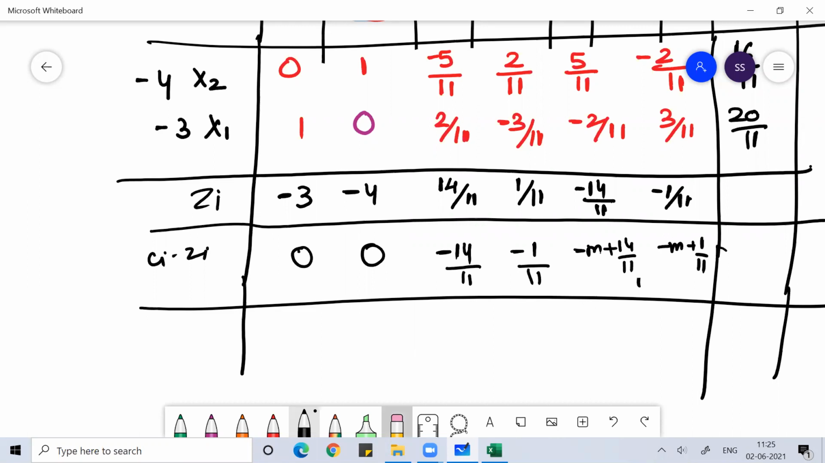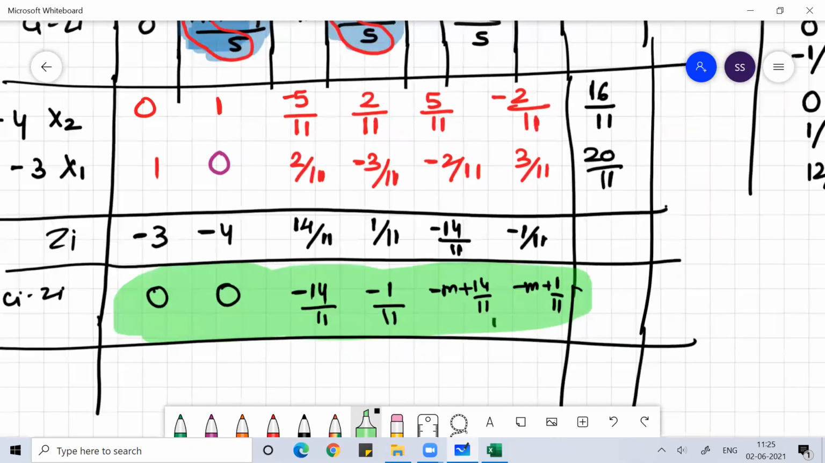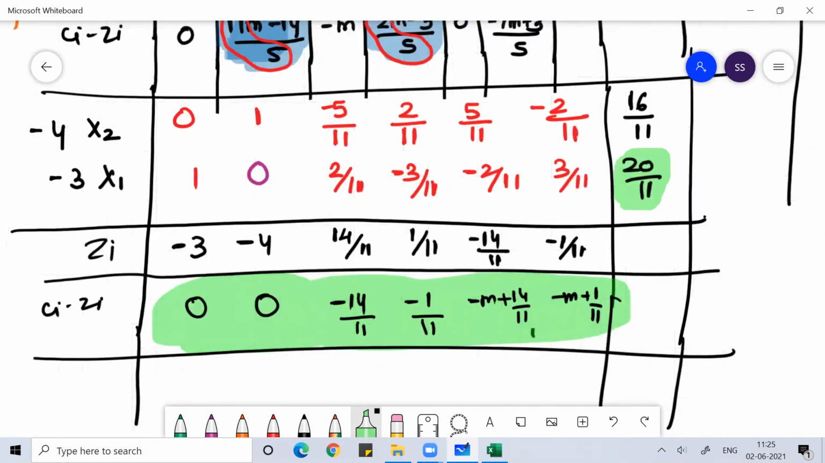So if you understand here, guys, all the values you get are very small values. So Cj minus Zj is either 0 or negative. That means now you get the feasible solution, guys. So what is the feasible solution? x1 is 20 by 11, x2 is 16 by 11. If you find the Z value, this would be 16 into 4, 64, minus 64 minus 16. So minus 124 by 11.